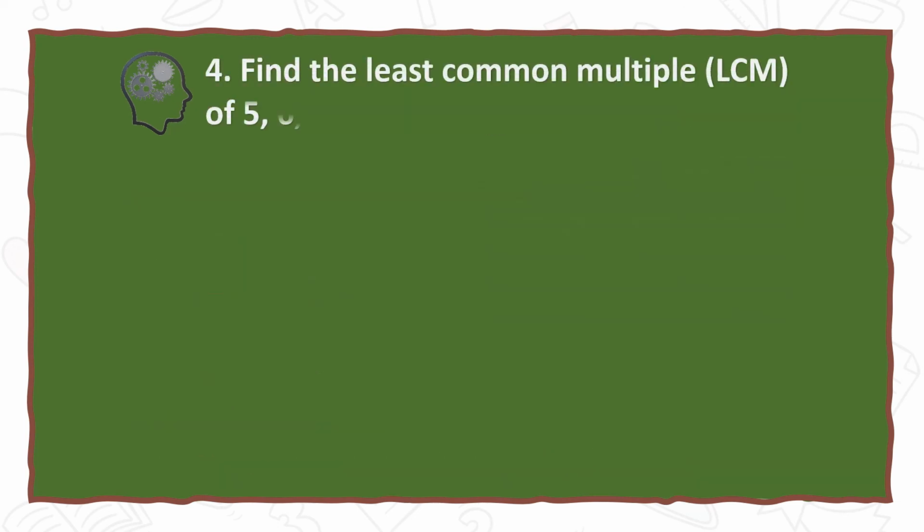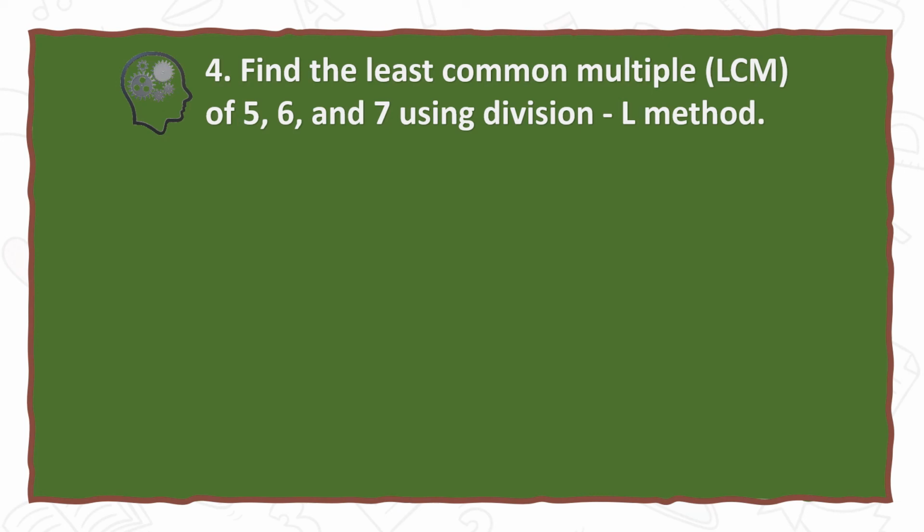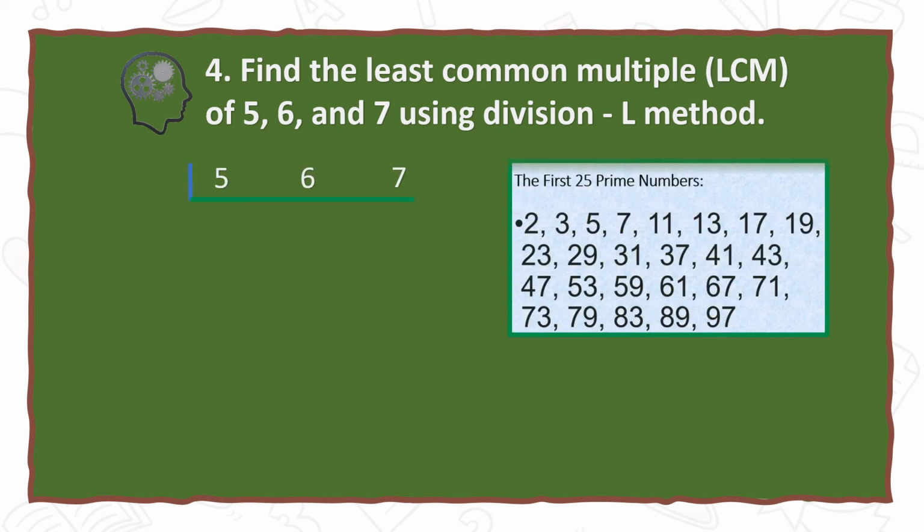Now, let's go to the fourth example, which is the LCM of 5, 6, and 7 using division method. All right, check. Are all of them divisible by any prime number? 2, 3, 5, 7. Oh, so what are we going to do now? Just multiply all of them. 5 times 6 times 7 is 210.